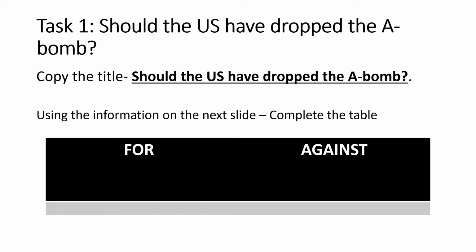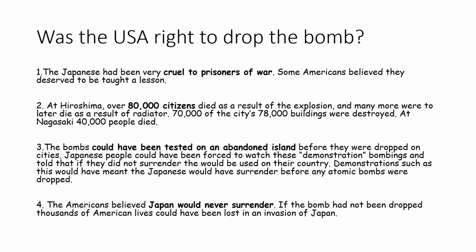Okay. Once we've done that, I'd like us to do a for and against table as seen on the screen. So one line down the middle, for on one side, against on the other. If we could all draw that, then over the next few slides we'll look at different pieces of information and decide whether they are for dropping the bomb or against dropping the bomb. So pause the video now, draw out the table, and then you are ready to carry on and get stuck into the next part of the lesson. Pause the video now.